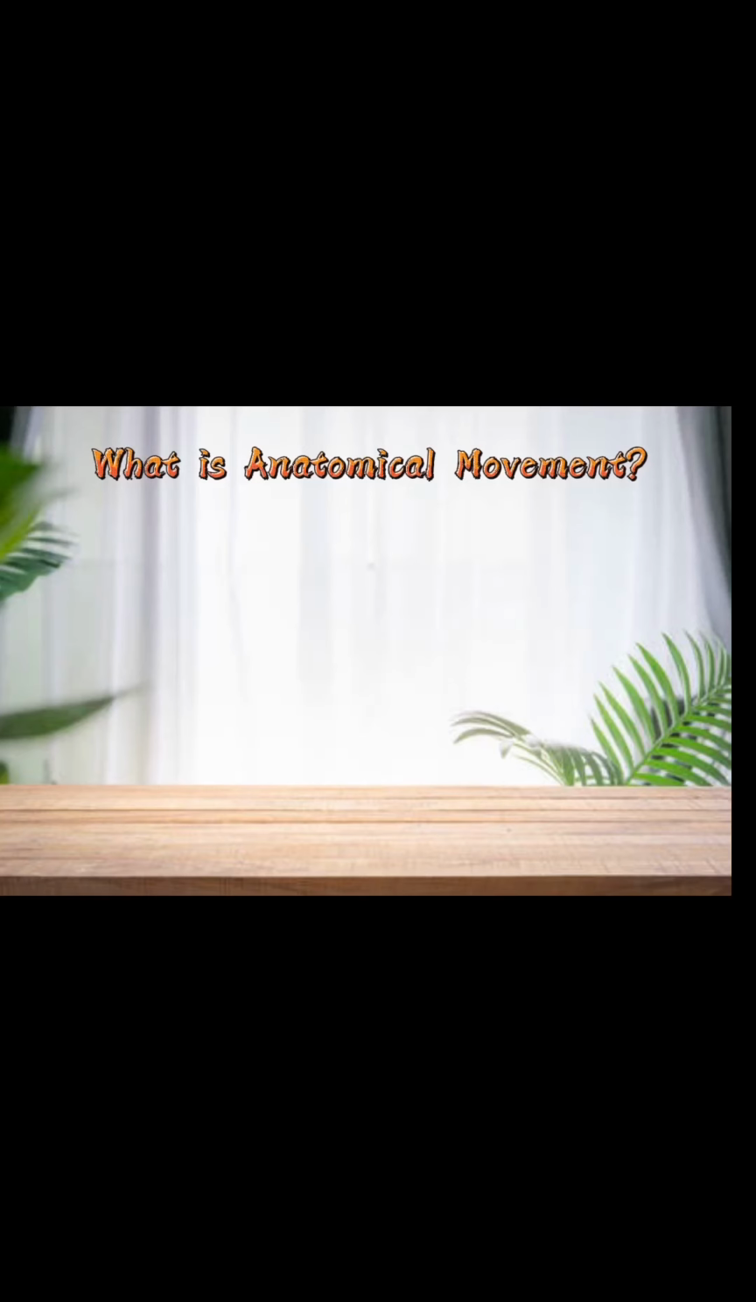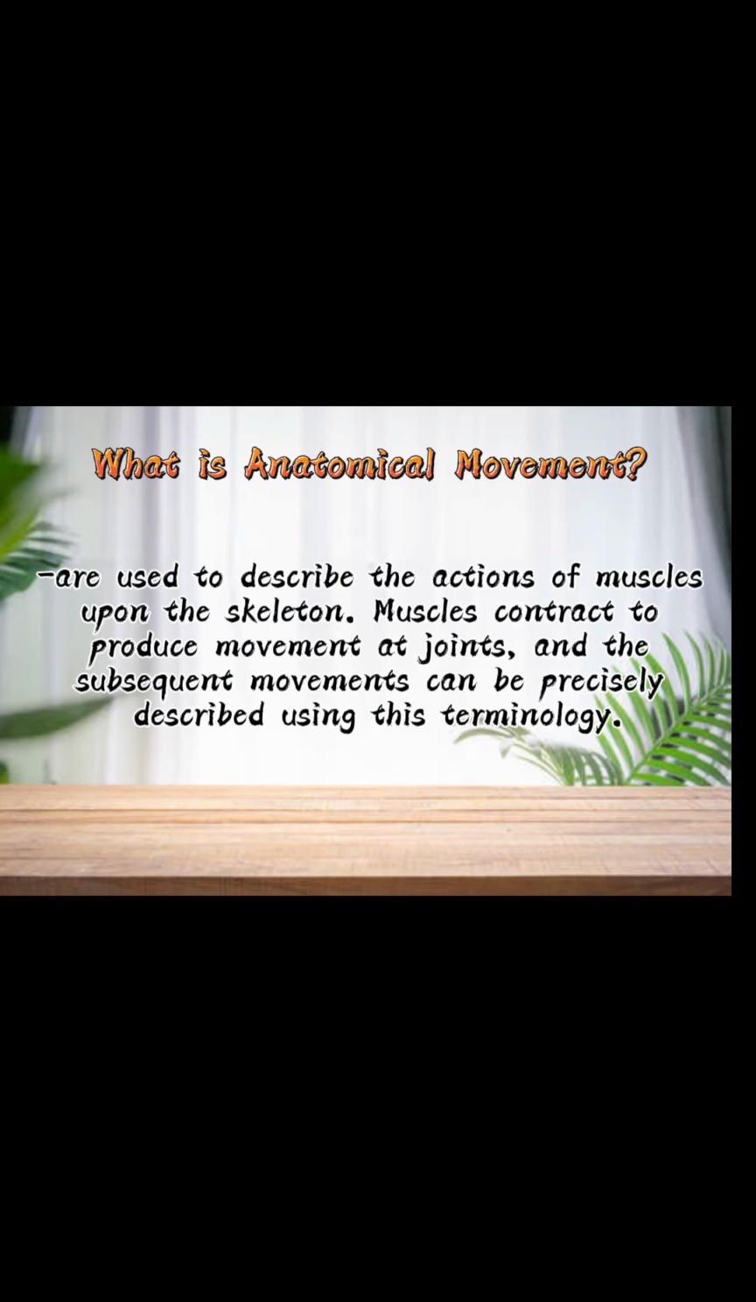In today's video, I am going to tackle what are the 13 types of anatomical movements, and I will show you how to execute them properly. But first, what is anatomical movement? Anatomical movements are used to describe the actions of muscles upon the skeleton. Muscles contract to produce movement at joints, and the subsequent movements can be precisely described using this terminology.